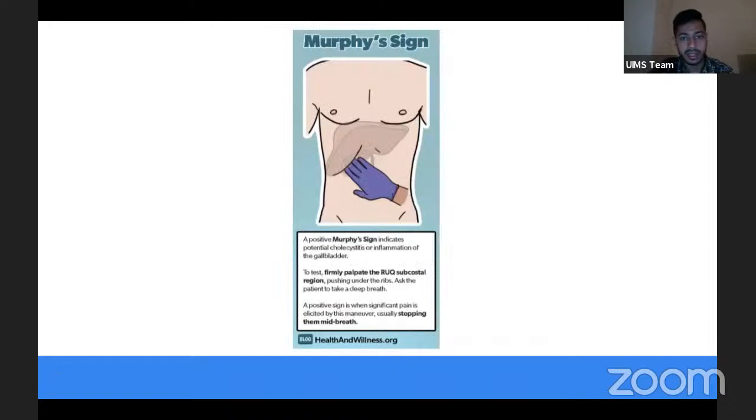So here you can see Murphy's sign. To summarize how to palpate for Murphy's sign, we would position our fingers at the right costal margin, the mid-clavicular line, once again, and ask the patient to take a deep breath. And once they take a deep breath, we will be able to palpate the gallbladder, and this would usually give us the sign that this is an acute cholecystitis case.